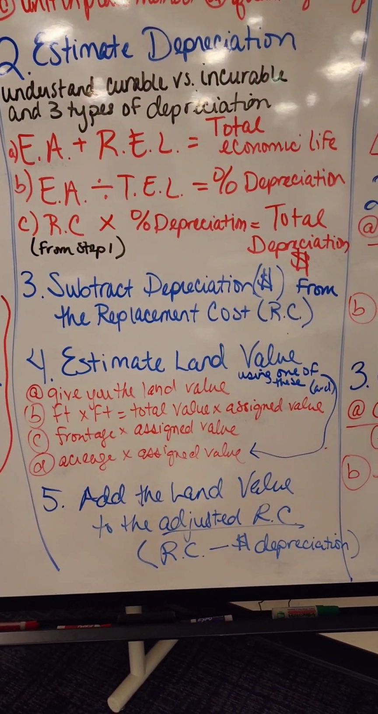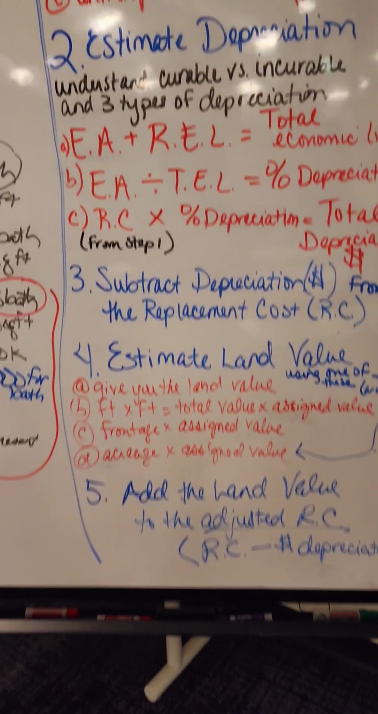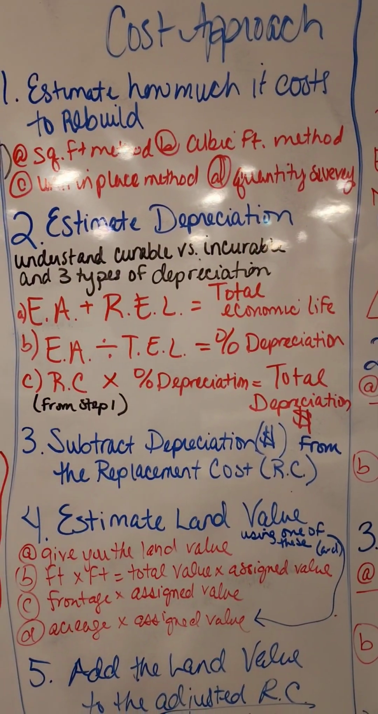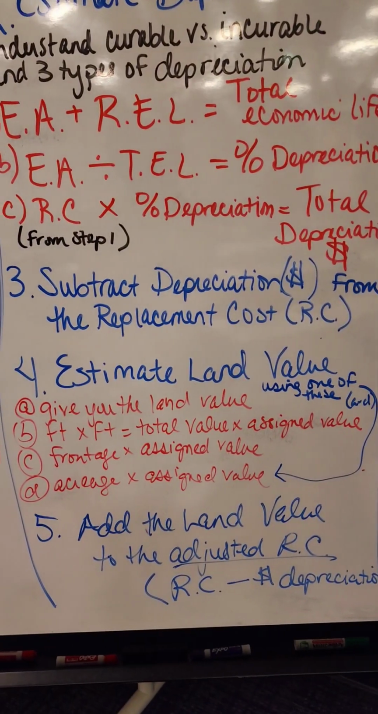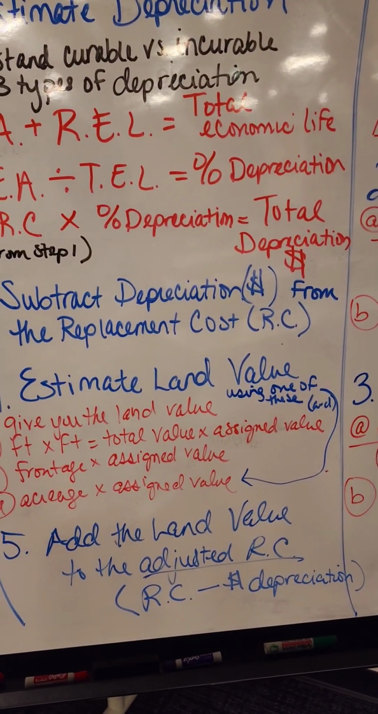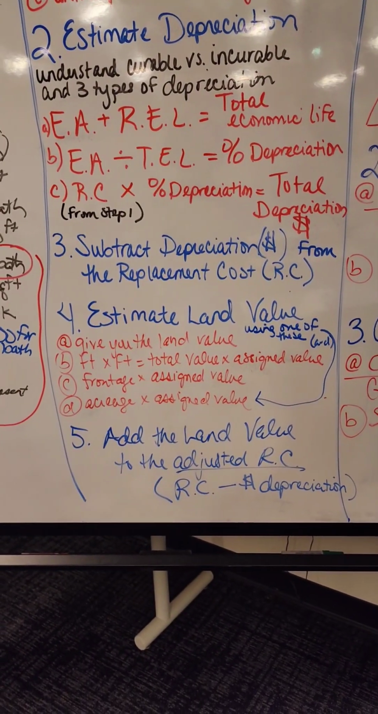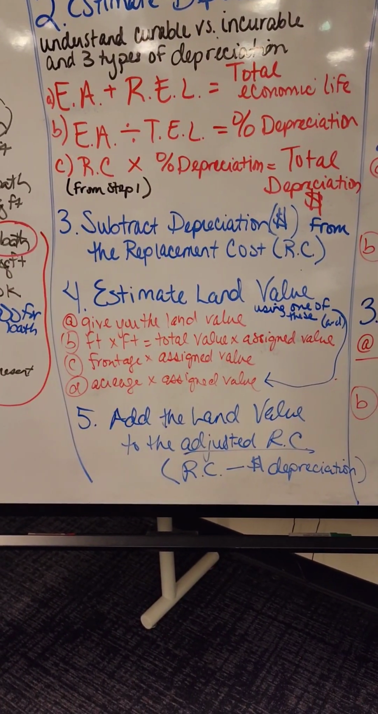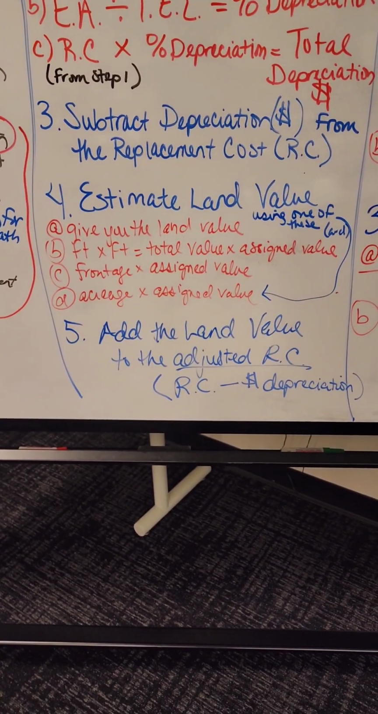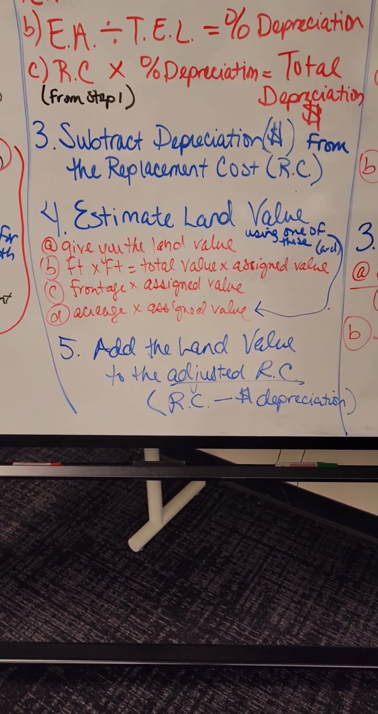In order to get the actual amount of depreciation from the replacement cost, we would take the replacement cost that we figured in step 1 and multiply that by the percentage of depreciation to get the total depreciation in dollars. Once you get that, you subtract the depreciation in dollars from the replacement cost. You then go to step 4, estimate the land value using one of the 4 methods.